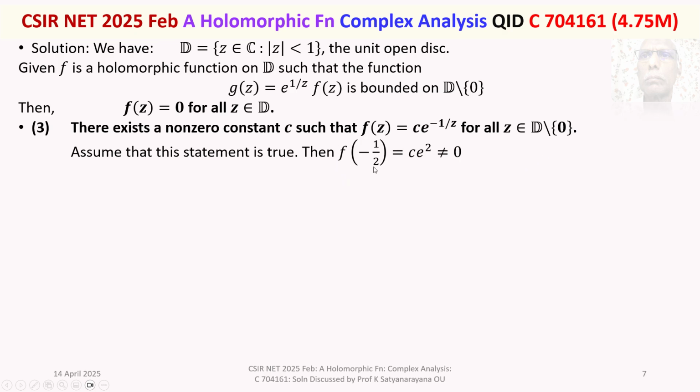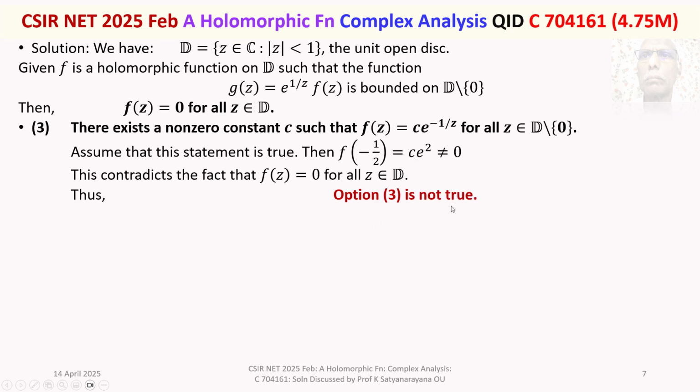Then f of minus 1 by 2 will be, substituting in this, c e square. And c is a non-zero constant given, and e square is not 0. Therefore, the product is not equal to 0. This is for a point in D minus 0. But f of z is equal to 0 for all z belongs to D is a fact. Therefore, this is a contradiction. This contradiction tells you that your assumption is wrong, is not true. Therefore, option 3 is not true.